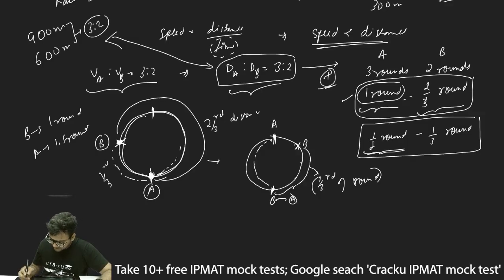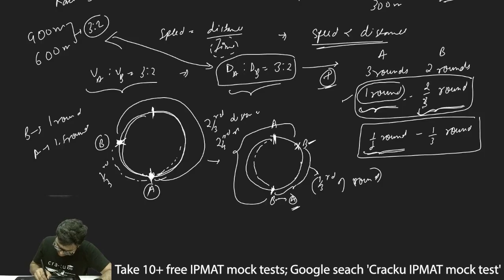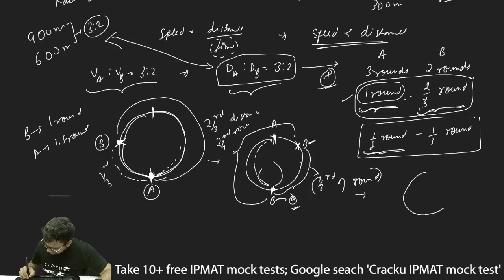Now A is here and B is here. By the time A covers one full round, B will cover 2/3 round. The remaining distance for B is 2/3 of the round, and from here till here, this is one round. So what will happen after 3 rounds of A? After 3 rounds of A, both A and B will be at the same position.